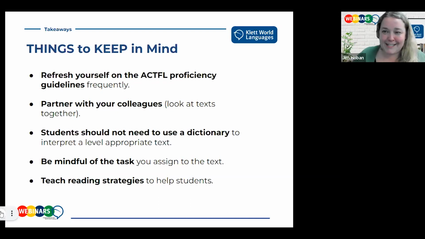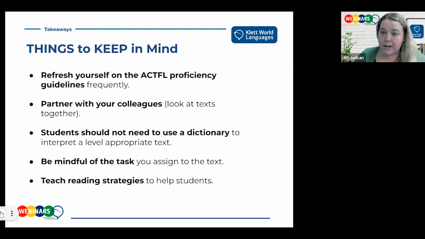If your text is level appropriate, your students shouldn't need to use a dictionary or Google Translate to make sense of it, right? And that's the big clue. When I start seeing my students get highly frustrated, wanting to look things up, I know I've gone too high, right? Be mindful of the task you assign.